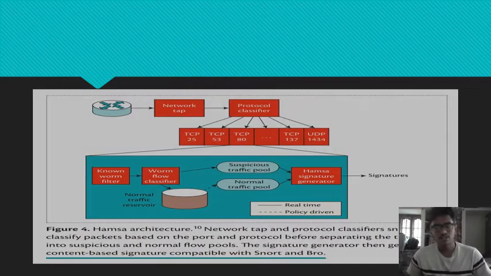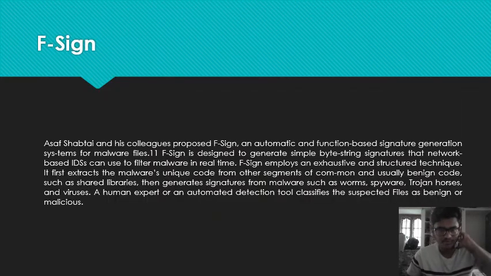This is the architecture of the Hamza. Network tap and the protocol classifier sniff and classify packets based on the port and the protocol before separating the traffic into the suspicious and normal flow pools. A signature generator then generates a content-based signature compatible with the Snort and the Bro.